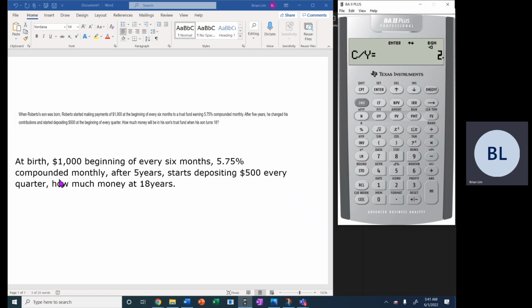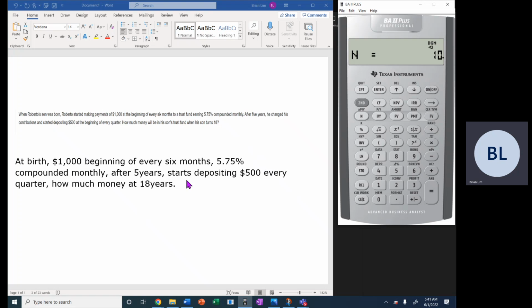C/Y, it is compounded monthly. Here, this means C/Y is 12. Okay, so here, you can check, go down, P/Y is 2, C/Y is 12. Second, QUIT, out of there. So this is for 5 years. This first part here is 5 years. 5, second, N, and it's N.